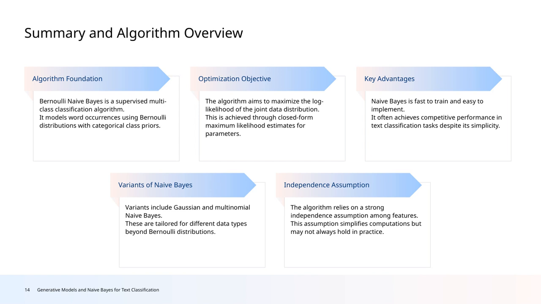The goal of the algorithm is to maximize the log likelihood of the joint data distribution. We achieve this efficiently through closed-form maximum likelihood estimates for the parameters, which makes the training process straightforward. Specifically, Bernoulli naive Bayes is a supervised, multi-class classification method. It models the occurrence of words using Bernoulli distributions, combined with categorical class priors, to distinguish between different classes effectively. Overall, this foundation allows naive Bayes to be a powerful, fast, and practical tool for text classification, even when its assumptions don't hold perfectly in every case.